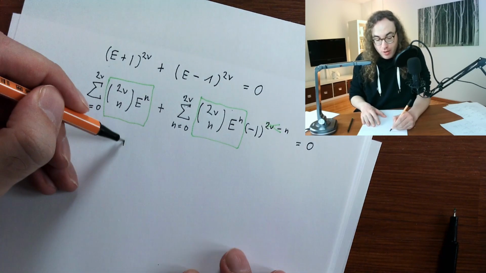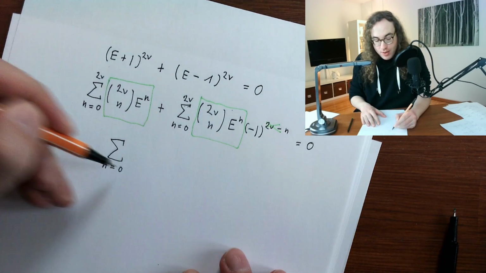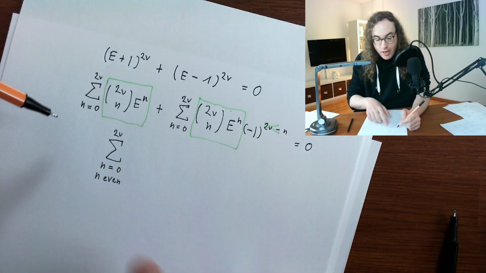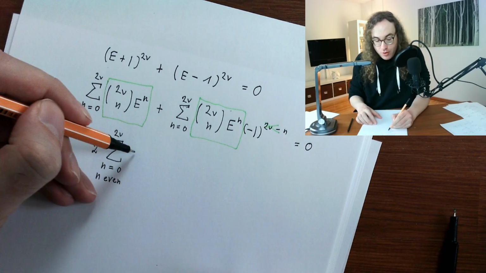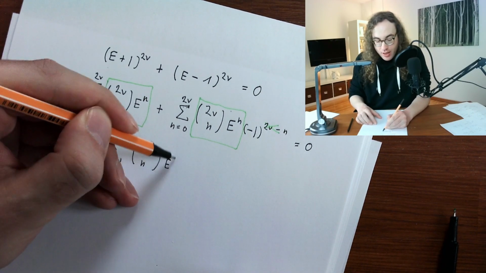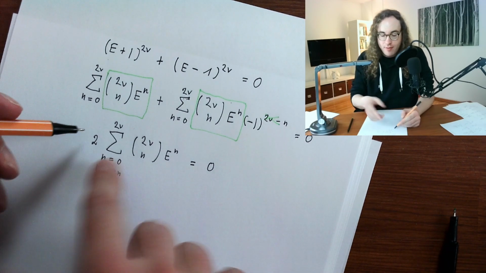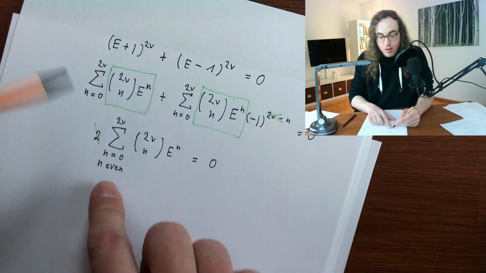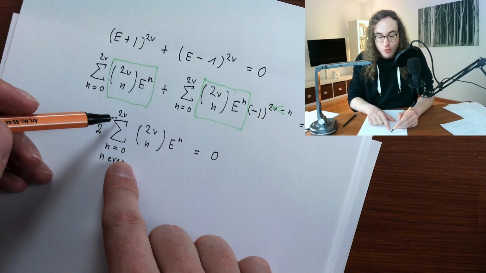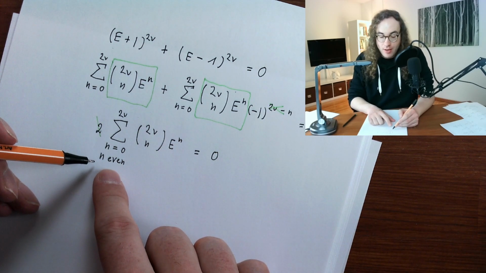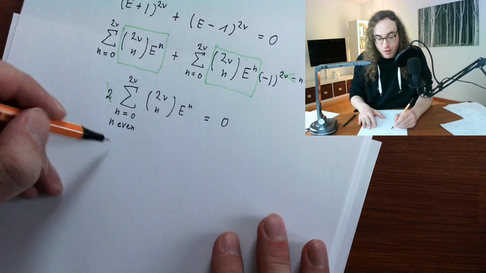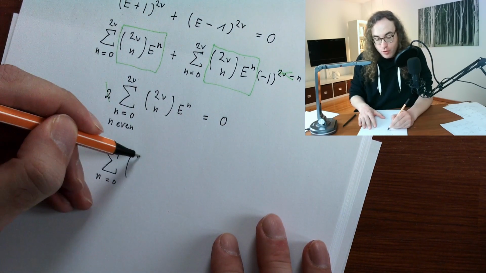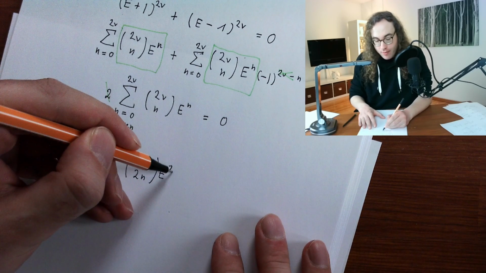So there's a nice way to rewrite this. Namely, we consider the same sum, but now we only consider the even terms, just because the odd terms cancel out. And the even terms appear twice. So this is 2 times (2v over n) e^n, and this equals 0. Now, of course, since this equals 0, I can just get rid of the 2. This will also be 0. And now, instead of going through all the numbers from 0 to 2v and then filtering out the even ones, I can also just reindex this, only running over the even numbers. So this gives me the sum from 0 to v of (2v over 2n) e^(2n) equals 0.